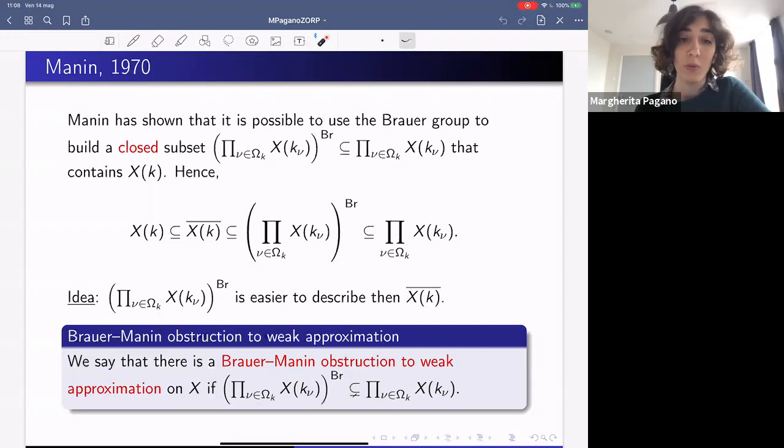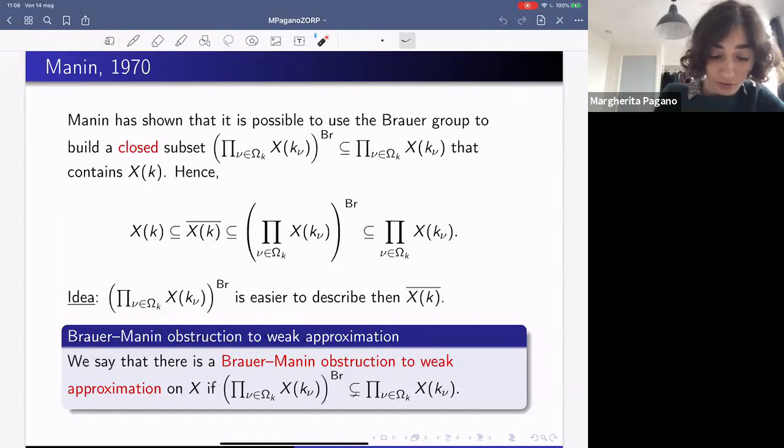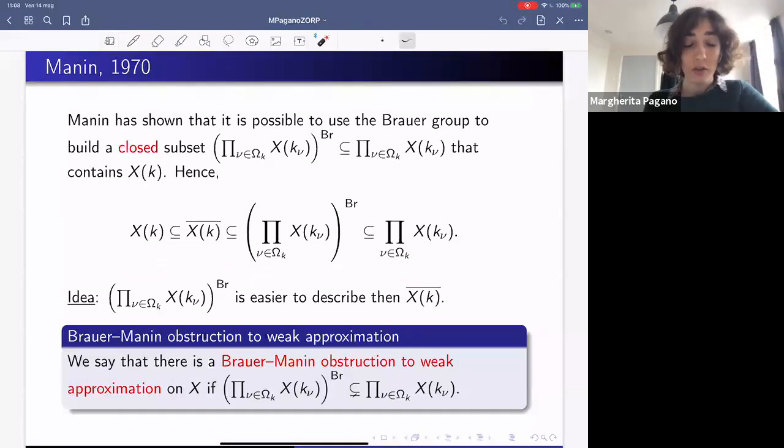So his idea was to build this subset of the product and show that this subset is a closed subset and contains the K points. And from this follows that we have this chain of inclusion. So the idea is that in general, to study K points on a variety can be extremely hard, and also to describe the closure of the K points inside the product over all the places can be extremely hard. While this Brauer-Manin set is in general easier to describe than the closure of the K points.